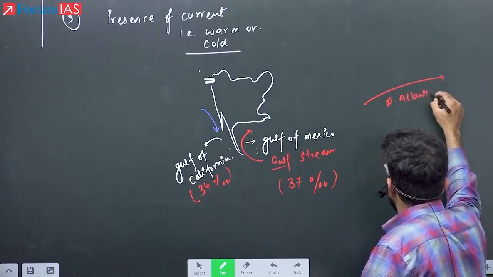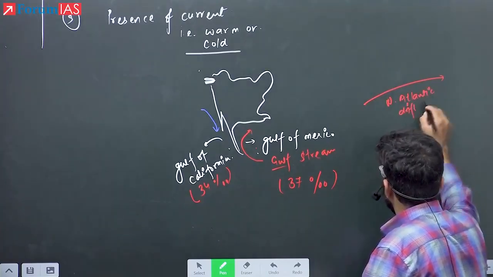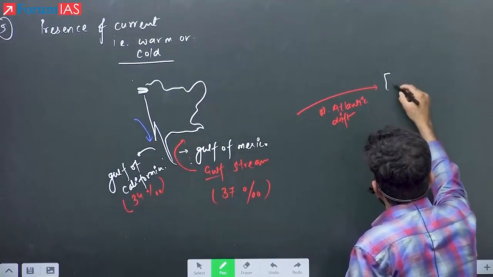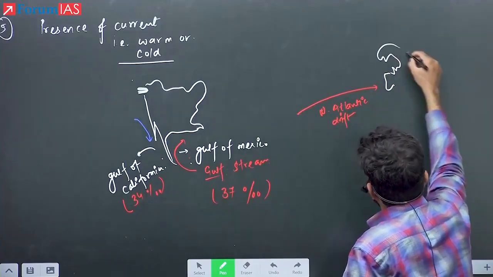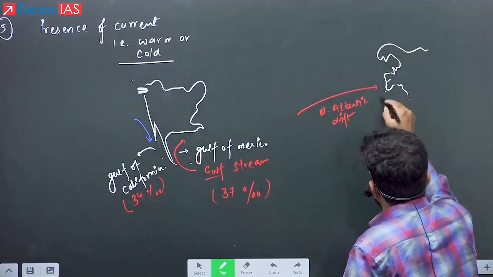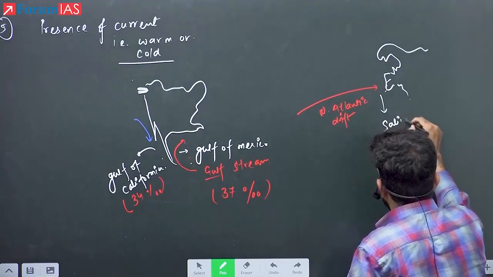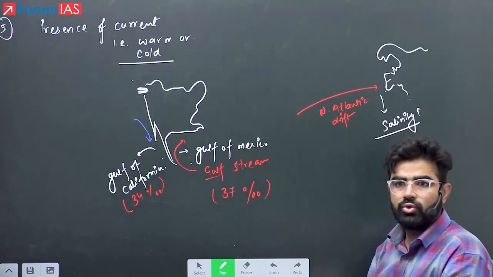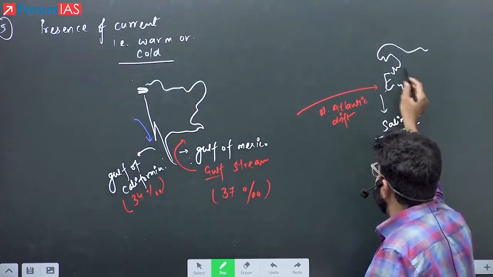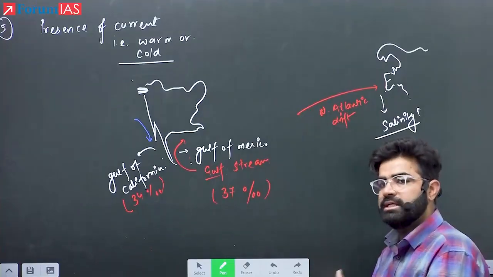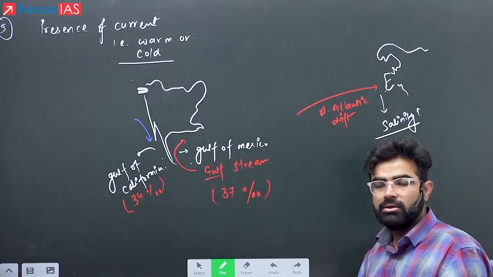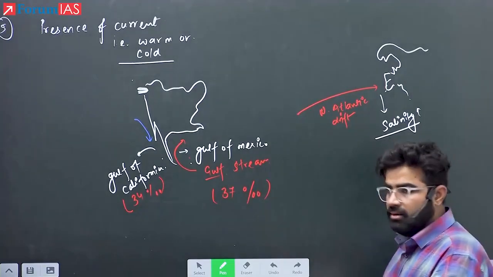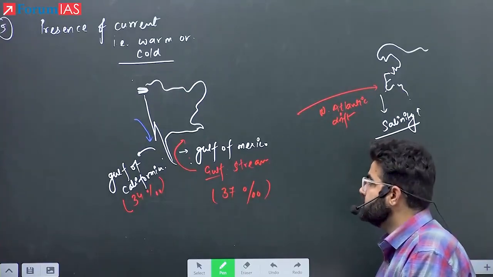Can I say the North Atlantic drift will increase salinity somewhat in which area? Salinity will increase somewhat near Europe. And which part of Europe? Western part of Europe, right? In this way, presence of the currents, if they are warm, salinity will increase. If they are cold, salinity will be somewhat lesser. Okay? Presence of the currents.